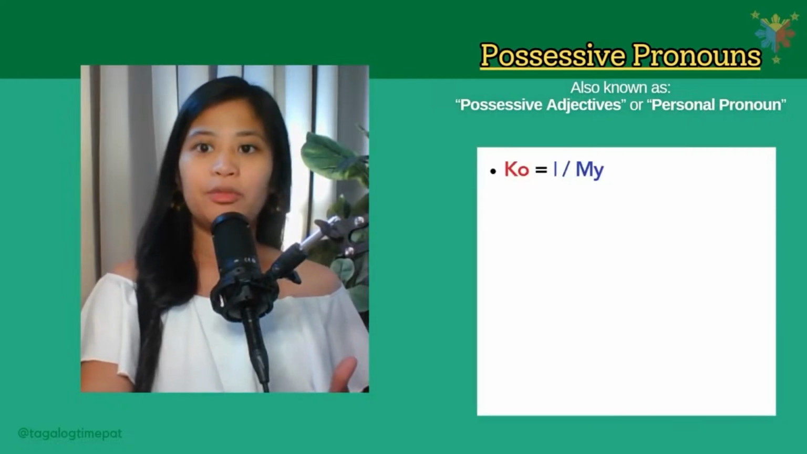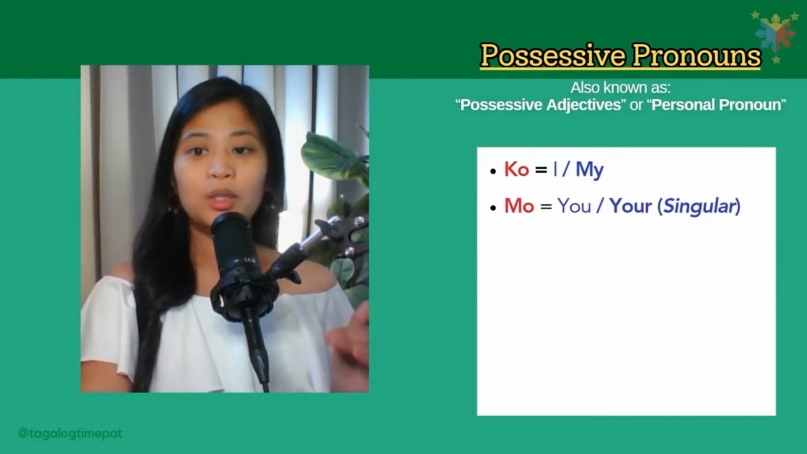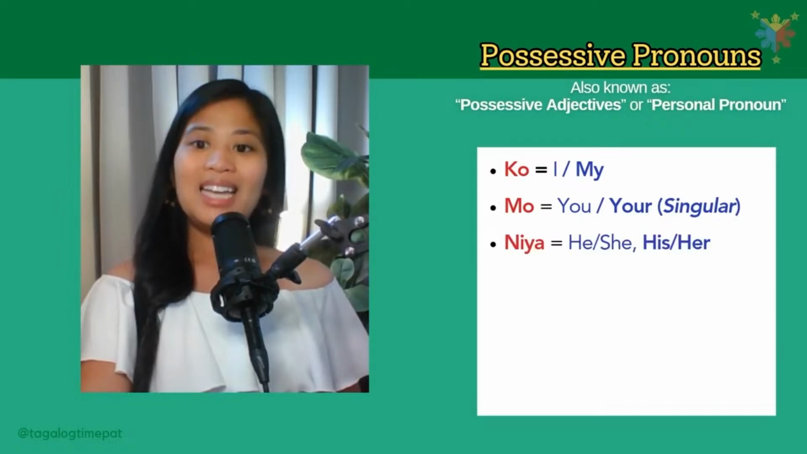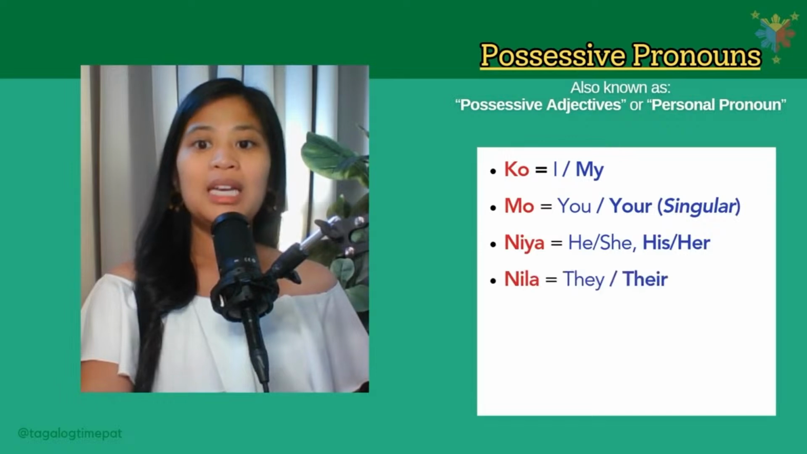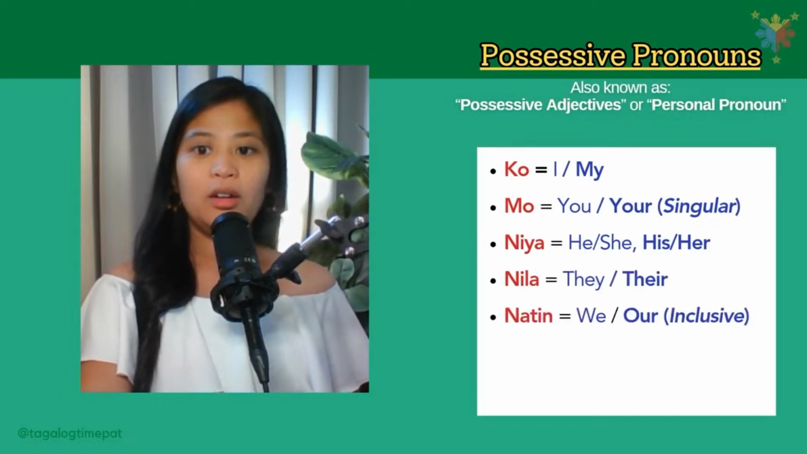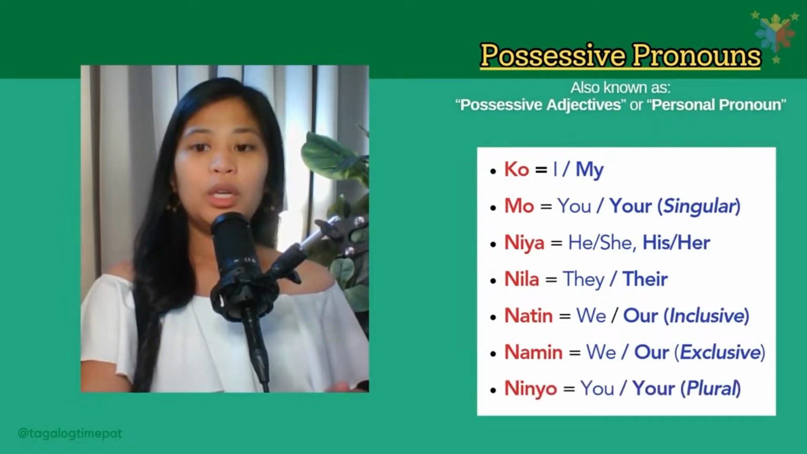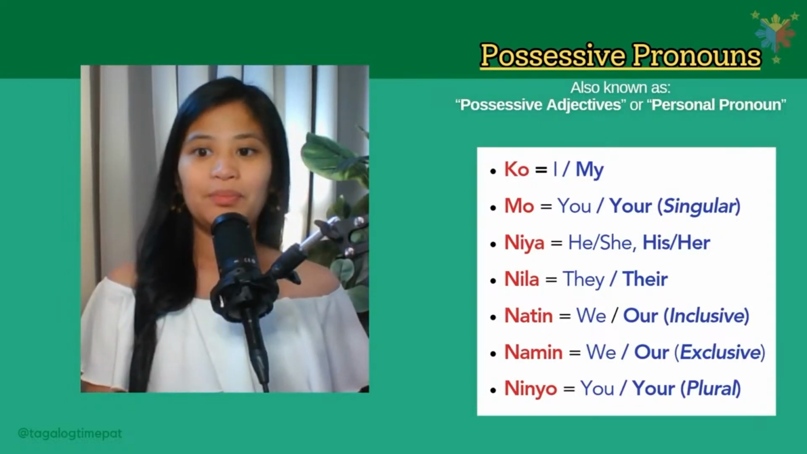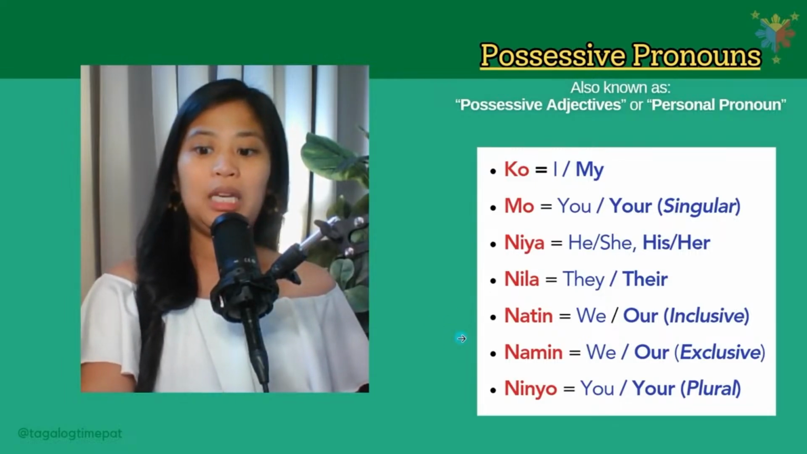Now let's review the possessive pronouns that we've already learned. Ko means I or my. Mo is you or your, singular. Niya, he or she, his or her. Again, this is gender neutral. Nila, they or their. Natin, we or our, inclusive. Namin, we or our, exclusive. Ninyo is you or your, plural. So that's you all as a class. And we will take a look at the difference between this inclusive and exclusive meaning here.